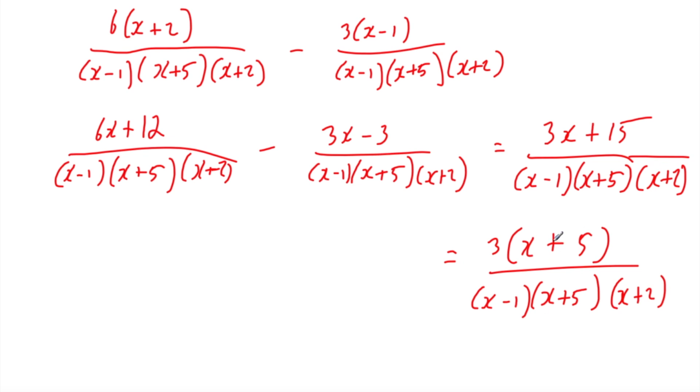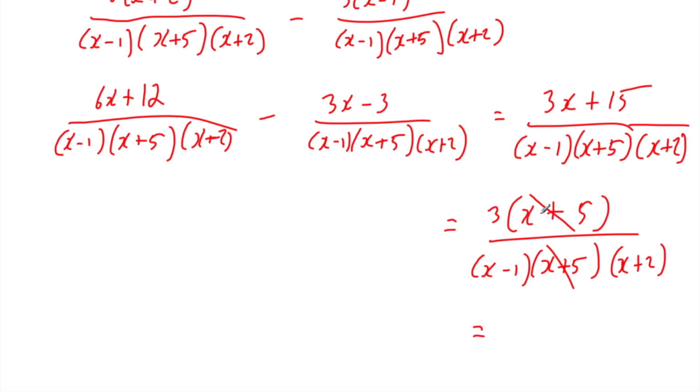Now this is great because now we can see we've got the same bracket on the numerator and the denominator. So remember whenever you're cancelling down fractions, for instance if we had something like 15/20, we could divide both the numerator and denominator by 5 and that's equal to 3/4. Well here we can divide both the numerator and denominator of this fraction by x plus 5. If we divide the numerator by x plus 5 we'll just be left with 3, and if we divide the denominator by x plus 5 we'll be left with x minus 1 times x plus 2. So these will just cancel out and we'll be left with, on the numerator 3, and on the denominator x minus 1 times x plus 2.